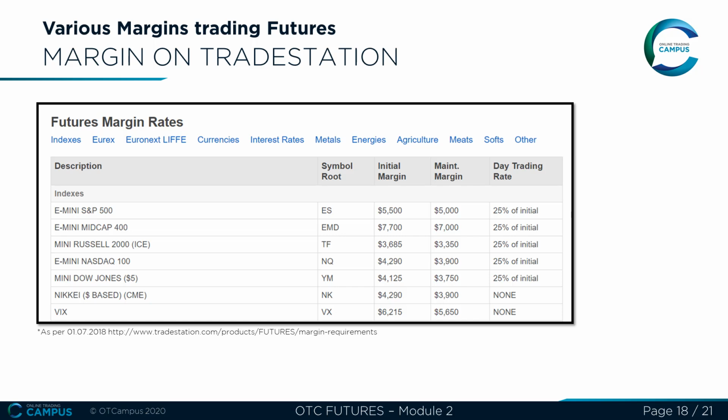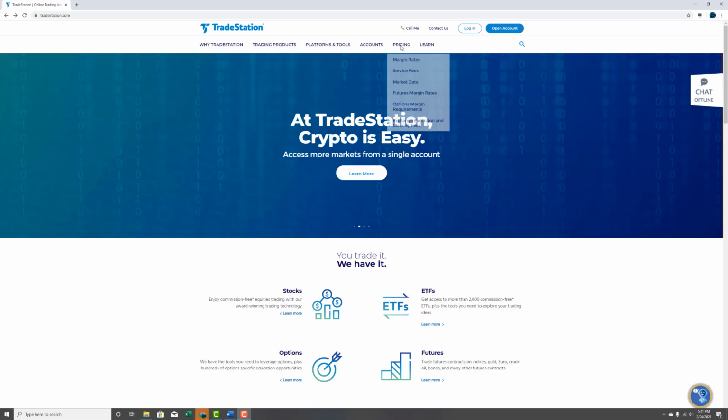To illustrate this, look at that screenshot. The screenshot is from the TradeStation margin requirement website. The site that I told you to bookmark, because you will need this particular site quite often. This screenshot dates back to July 2018. The initial margin for the S&P 500 is $5,500 at this time, and the maintenance margin is $5,000, and for the Nasdaq, the initial margin is only $4,290, and the maintenance margin only $3,900 on TradeStation.